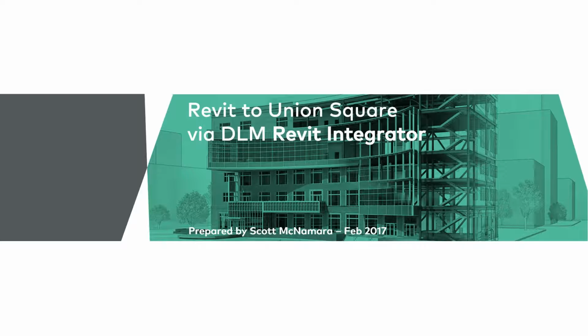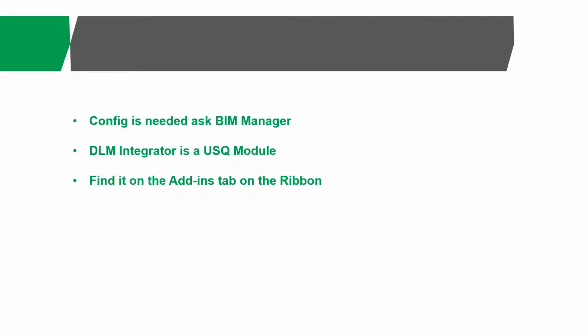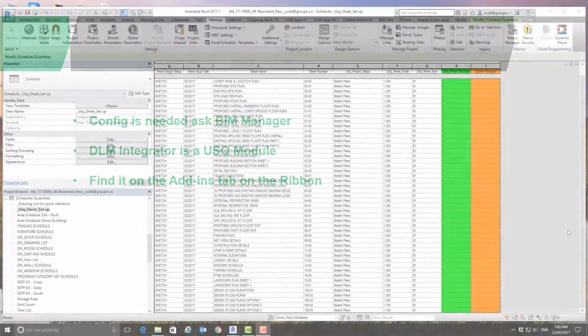For the guys who don't know, UnionSquare is a document management system that we use, and it allows us to put our documents that we create from Revit straight through into UnionSquare without any manual process. This process is really quick and allows us to push the data into UnionSquare, check our revisions, and also update our issues, whether it be DWGs, PDFs and the like. If it's not working for you, there is some configuration that's needed, so please speak to your BIM manager if you're not too sure. So let's have a look at the integrator.